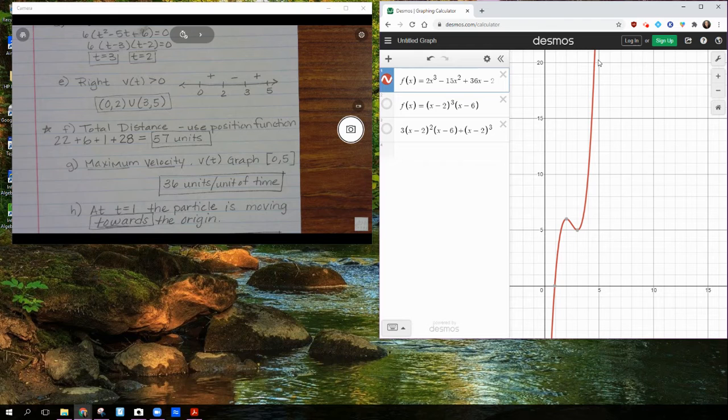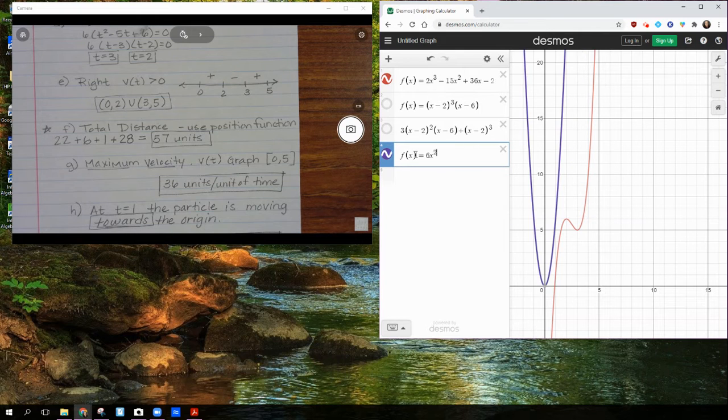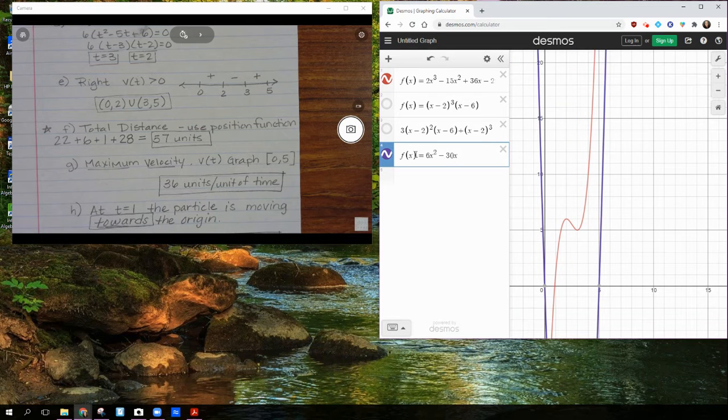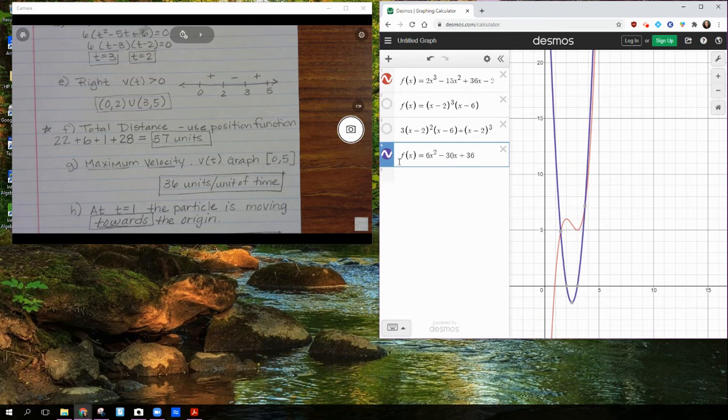Okay, letter G, maximum velocity. So maximum velocity is going to be the highest that your velocity graph gets. So you could graph your velocity because you did calculate what it was. Let me put it in here for you. So minus 30x plus 36. There's your velocity graph. And remember, we are on the interval from 0 to 5. So you just need to find the highest point that this graph gets between 0 and 5.